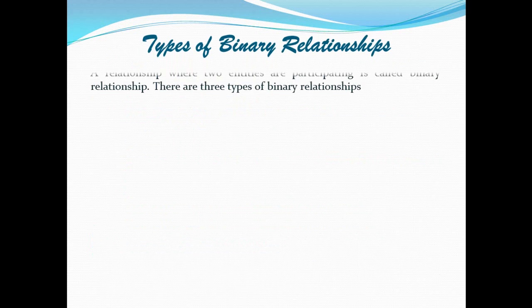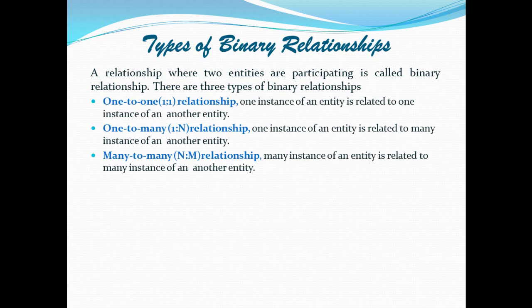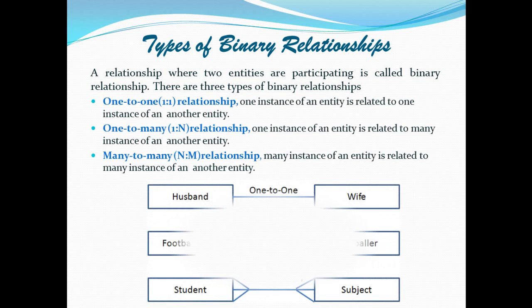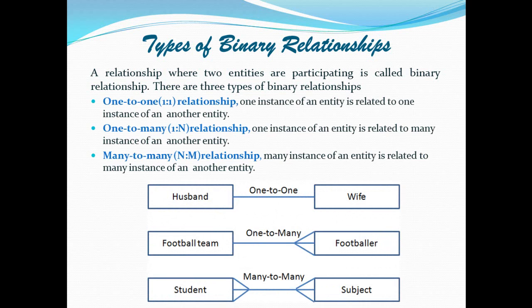Types of binary relationship. A relationship where two entities are participating is called a binary relationship. There are three types. In one-to-one, one instance of an entity is related to one instance of another entity. In one-to-many, one instance of an entity is related to many instances of another entity. And in many-to-many, many instances of an entity are related to many instances of another entity. Here is an example of these three relationships.